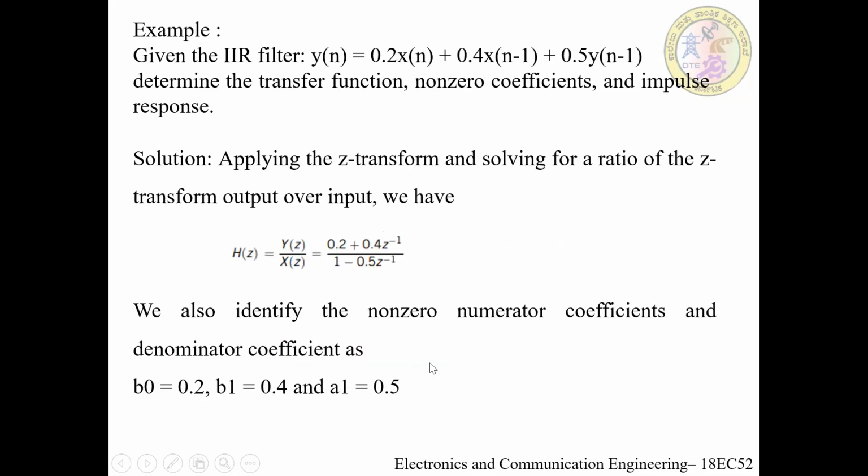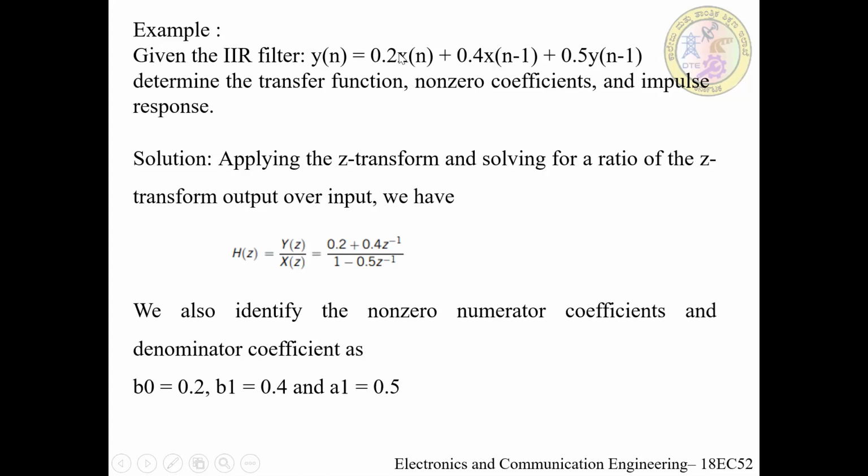See, in this example, they have given a difference equation where y of n is equal to 0.2 times x of n plus 0.4 times x of n minus 1 plus 0.5 times y of n minus 1. And they have asked us to determine the transfer function, the non-zero coefficients, as well as the impulse response. Okay. So what we have to do now is consider this particular difference equation and apply Z transforms.